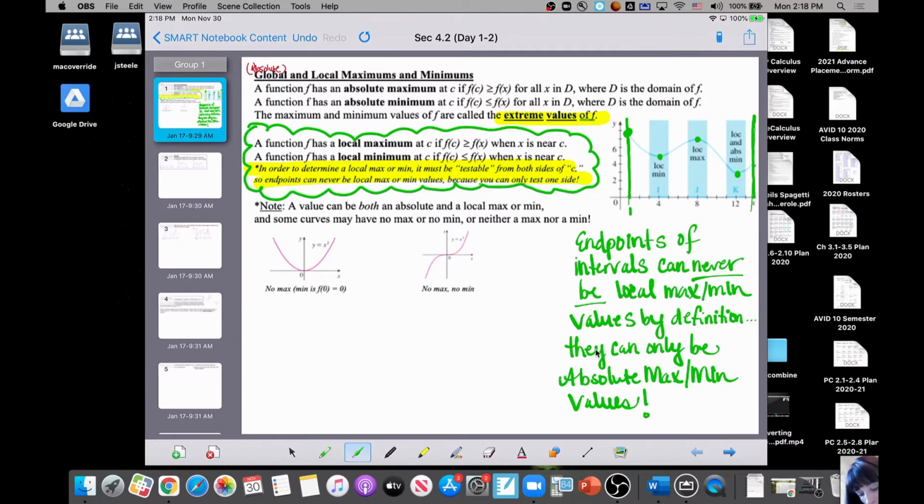And then the point right here at the endpoint of the interval, which looks to be about x equals 14, is definitely not an absolute max or min because it's not the highest point or the lowest point, and we can't call it a local minimum or maximum because we can't see the other side, right? And if we can't test both sides, it can never be a local max or min.